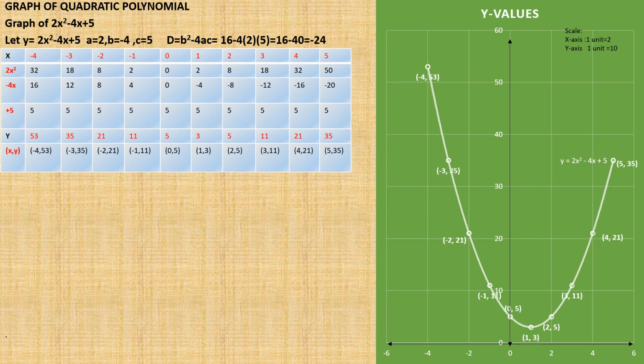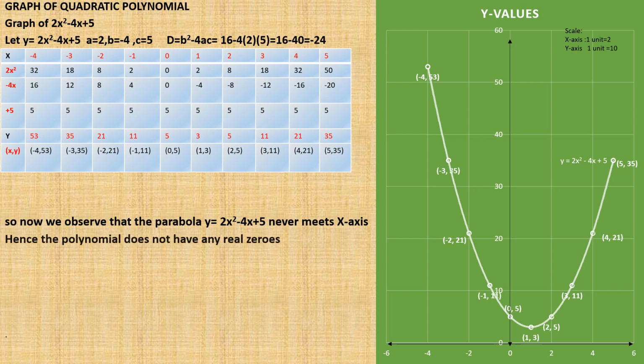Observe this graph, this parabola doesn't touch the x-axis anywhere. So hence it doesn't have any real roots. I can say that this polynomial doesn't have any real zeros. But since it is a parabola, definitely there will be an axis and there will be a vertex. Here if you observe, you can say directly 1 comma 3 will be the vertex of the parabola.